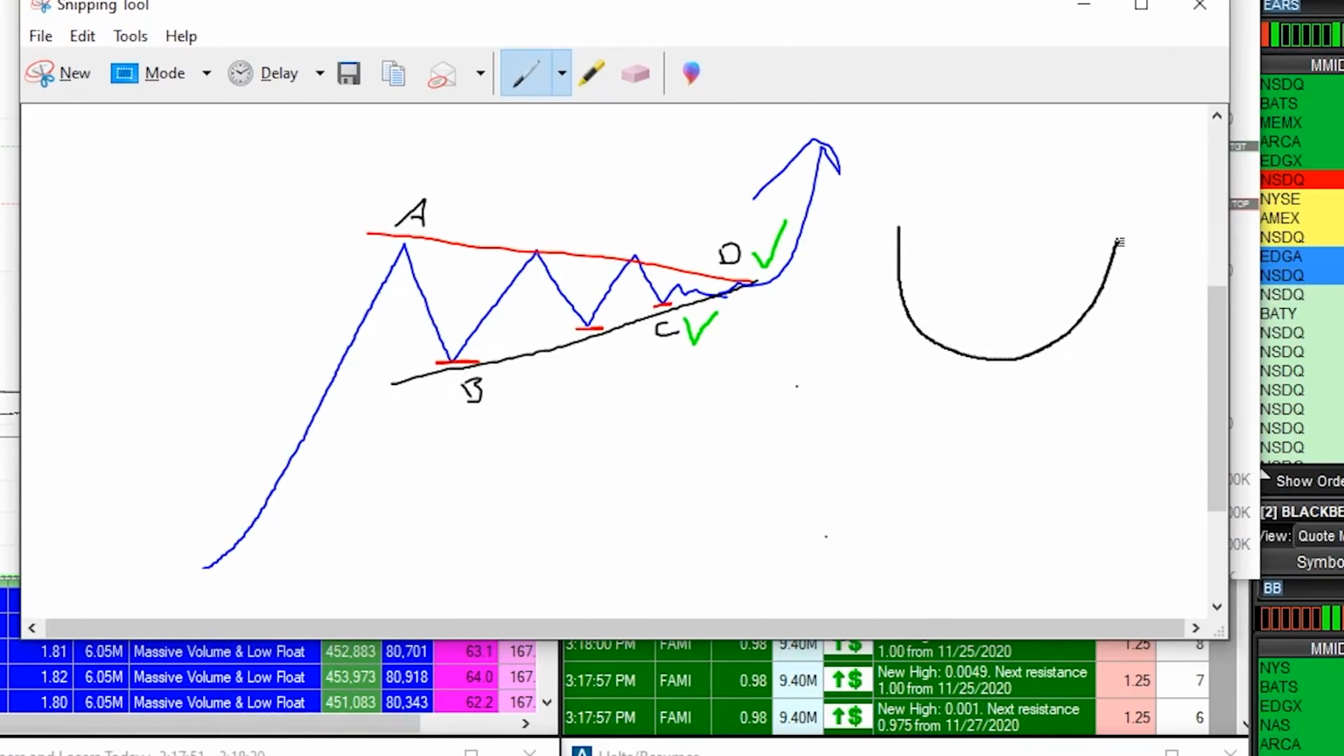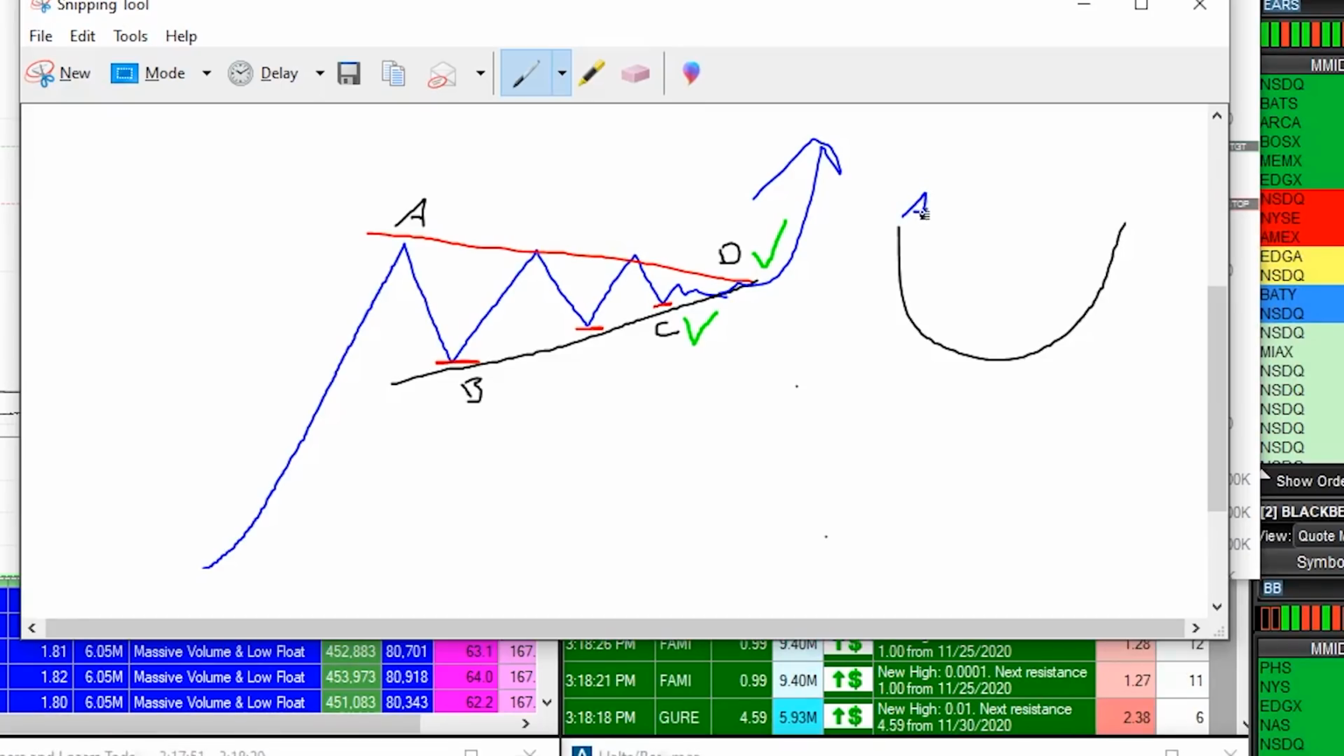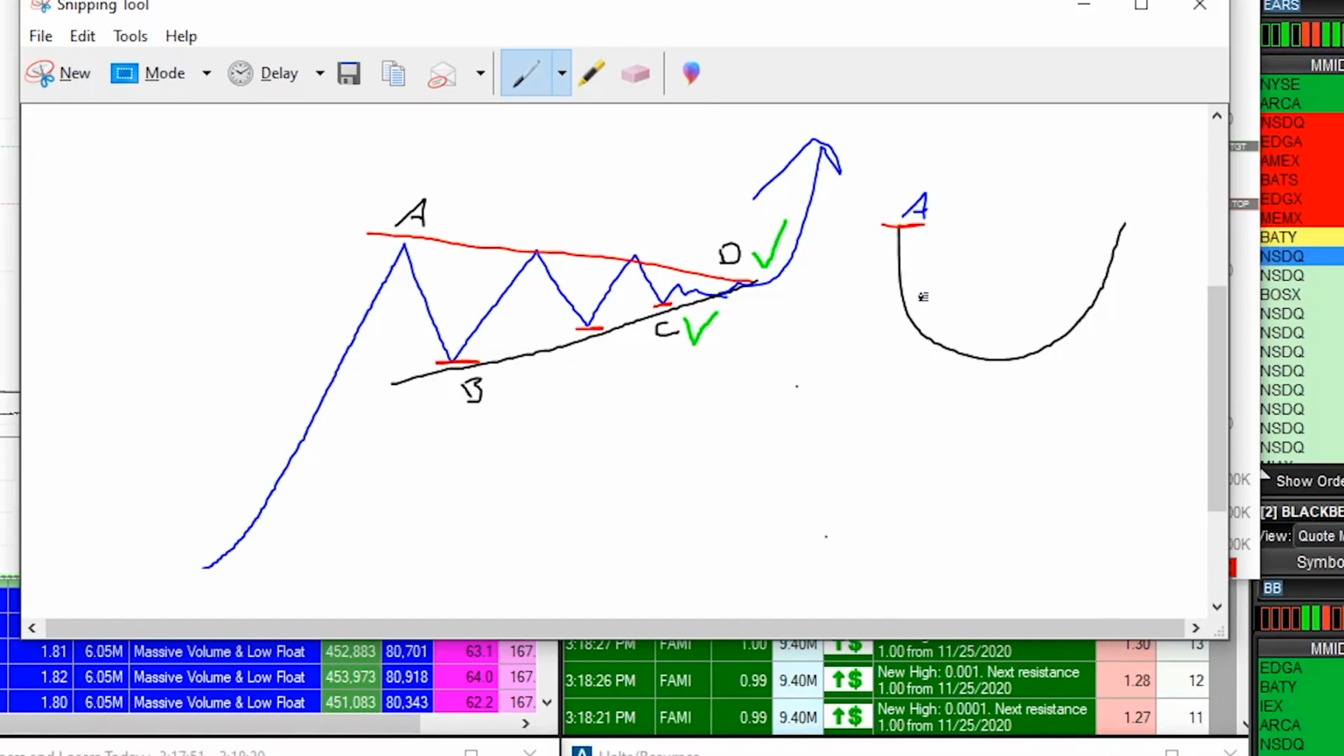When we have our U-shape setup, what happens right here? Our A is going to be establishing resistance, and the drop. Then on top of that, B is going to be support. C is going to be the higher lows. And then again, D is the breakout. So C is always the higher lows, D is always the breakout, B is usually support, and A is establishing resistance. And that's what we look for.